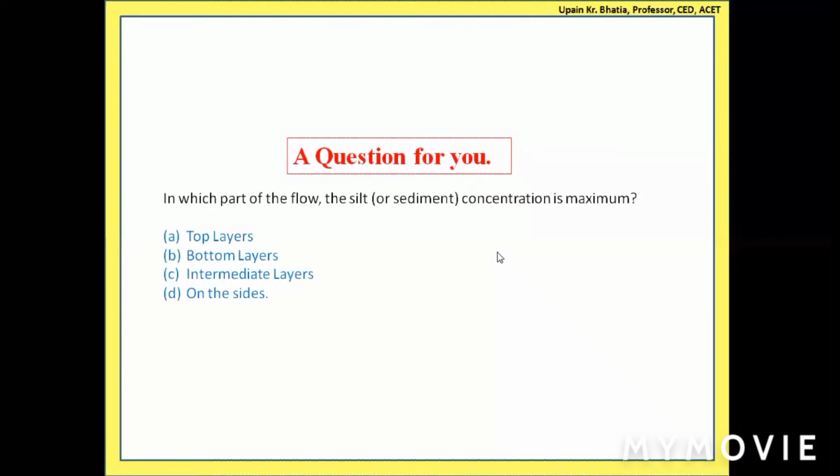Now, a question for you. The question is, which part of the flow has the silt concentration maximum? In which part of the flow the silt concentration is maximum, or the sediment concentration is maximum? Is it the top layer, or the bottom layer, or the intermediate layer? Can you write the answer in the chat box, or you can speak up? In which part of the flow the silt concentration is maximum?